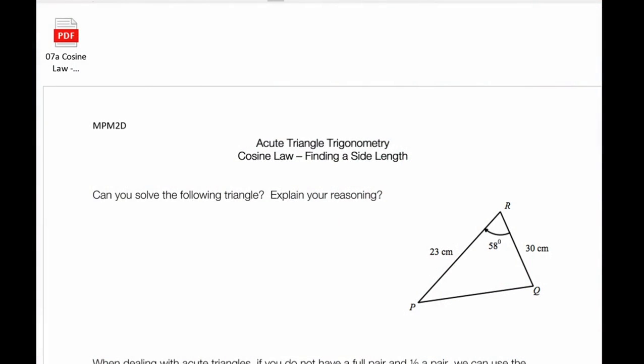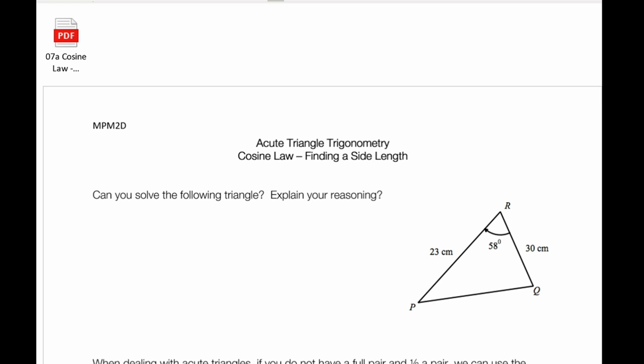In today's note, we're going to be continuing to look at acute triangle trigonometry. However, we're done with the sine law and we're going to focus now on the cosine law. So the first example or introduction we want to do is look at this triangle here to our right and ask, can we solve the following triangle?